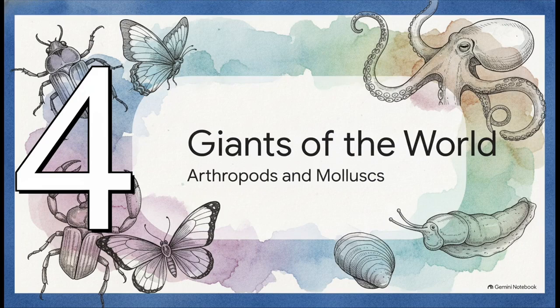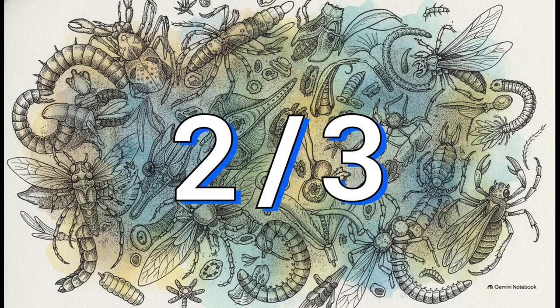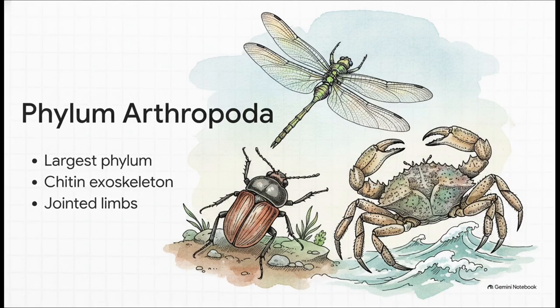Section 4. Giants of the animal world. We're talking arthropods and mollusks. Over two-thirds of all named species on Earth belong to just one single phylum. Seriously, think about that sheer volume for a moment as we introduce our next group. It's mind-blowing. That massive group is phylum Arthropoda, the largest phylum by far, encompassing all insects, spiders, and crustaceans.